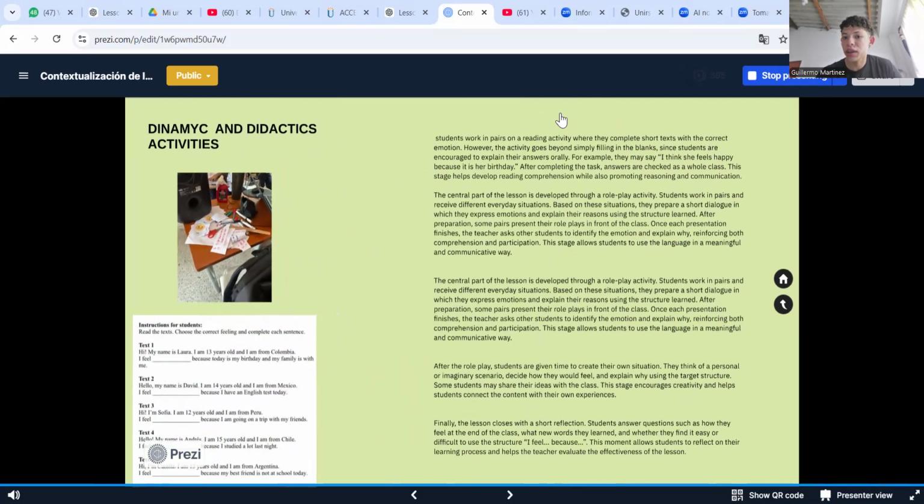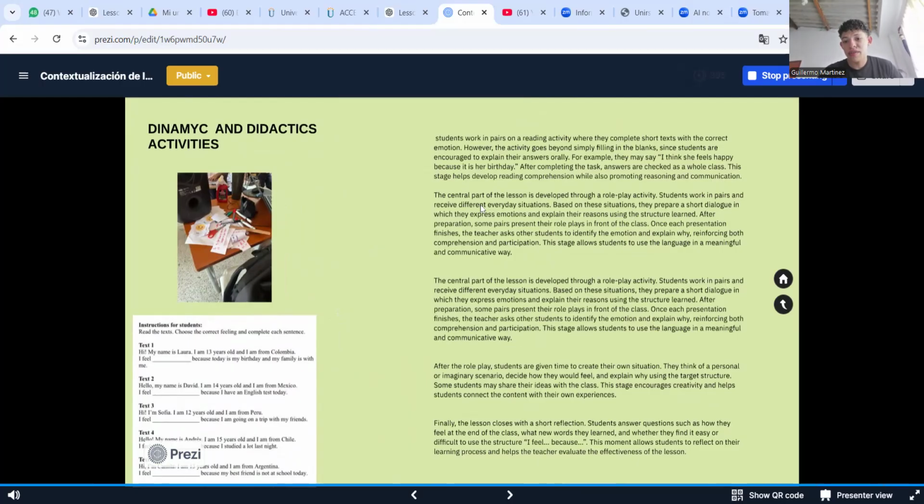Here the students work in pairs on a reading activity where they complete a short text with the correct emotion. However, this activity goes beyond simply filling in the blanks, since students are encouraged to explain their answer orally. For example, they may say, "I think she feels happy because it is her birthday."